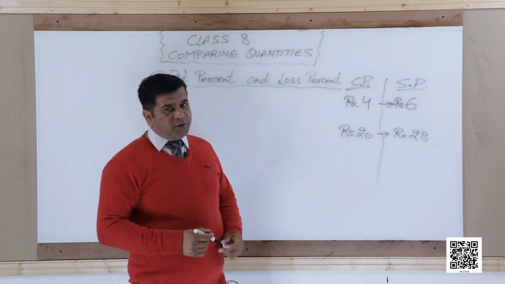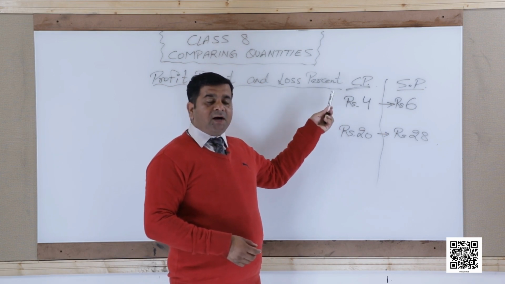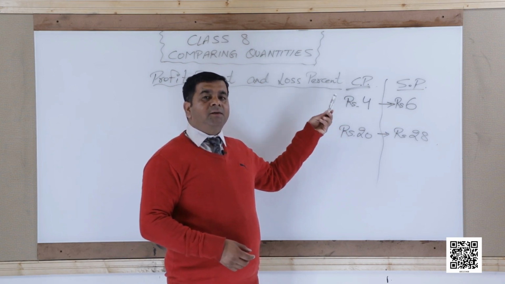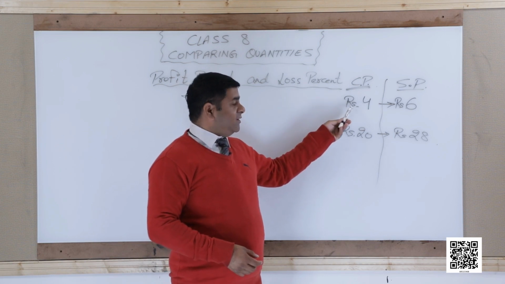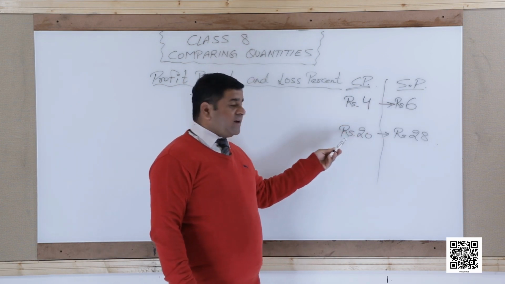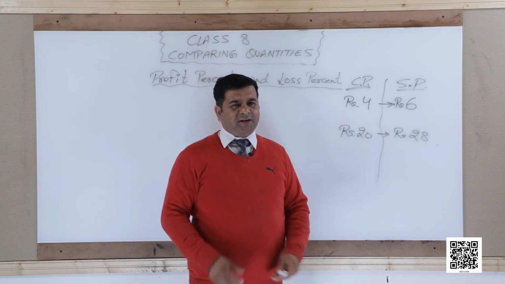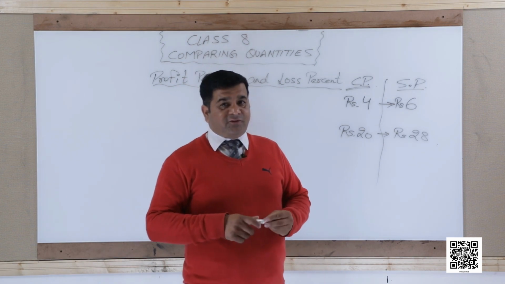Now what do you think? Out of these two, in which I have got a higher profit? If I purchase an item for rupees 4 and sell it at rupees 6, or if I purchase an item for rupees 20 and sell it at rupees 28. Now this is quite confusing. Why confusing?